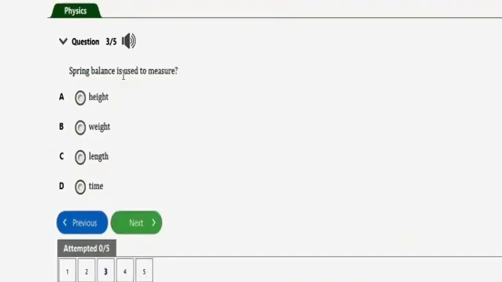It says spring balance is used to measure what? So the answer is obvious. Spring balance is used to measure weight. So the next question is a chemical balance is used for measuring what? So it's used for measuring mass of a substance. Alright, note it, a chemical balance is used for measuring mass of a substance. Okay, chemical balance is a beam balance basically.